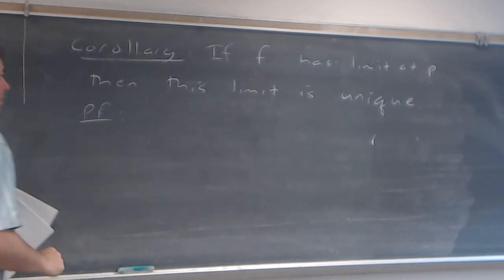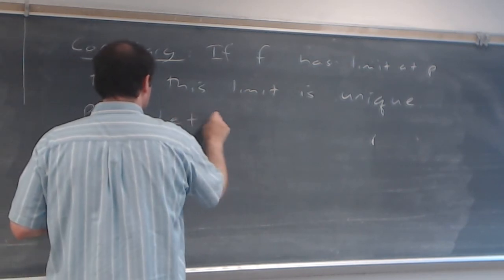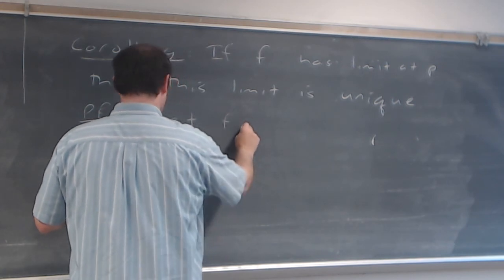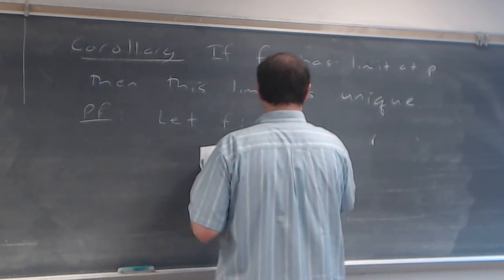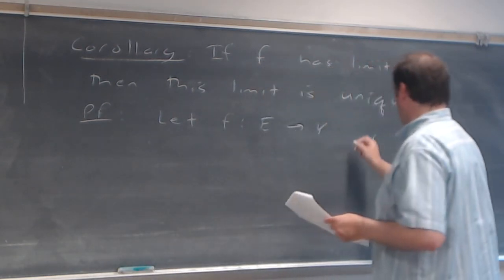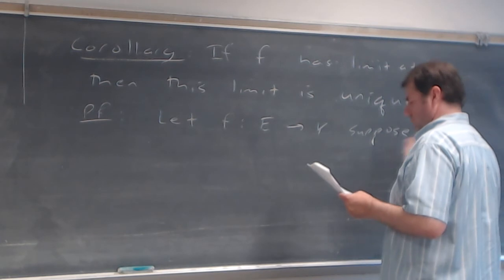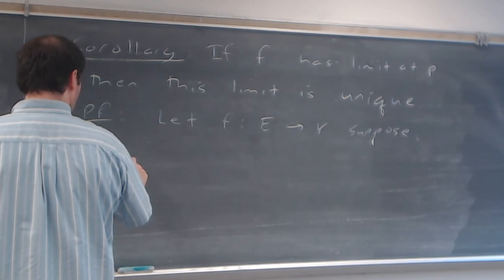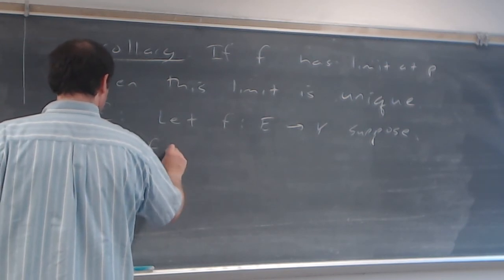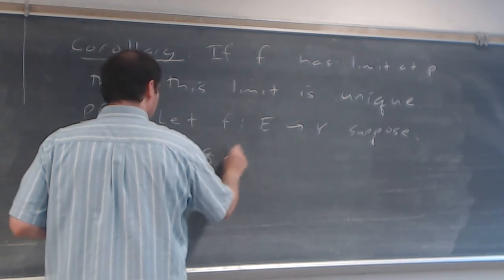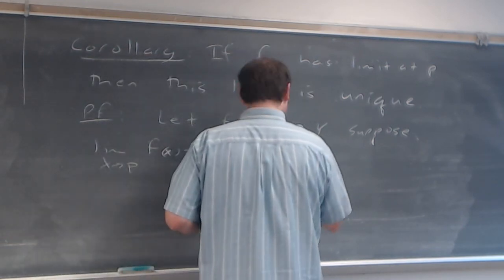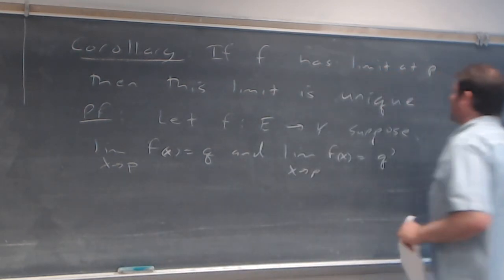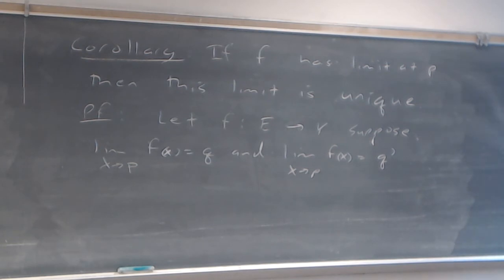Look at the setup here. Let f go from E into Y. Suppose the limit as x goes to p of f of x equals q, and the limit as x goes to p of f of x equals q prime. So it has a limit. I'm thinking maybe it has two of them.